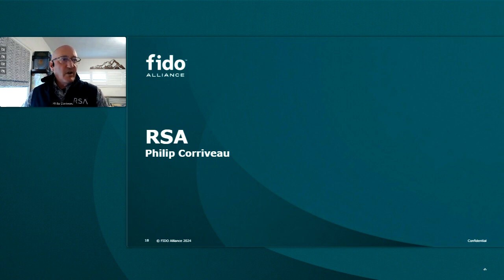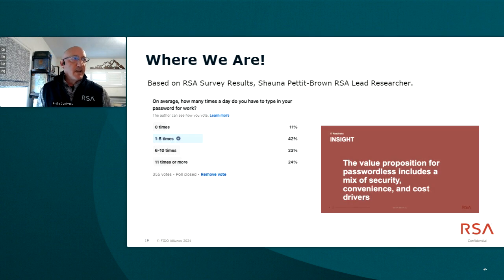So Shauna Pettit-Brown, my lead researcher here at RSA, did some research in the last 2 months, and we're still a bit surprised at where we are today. If you look at the number of times that people are still using passwords, it's extremely high.